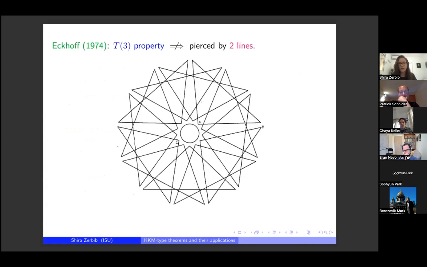So here is an example of Eckhoff with, I think, 13 sets: the triangles that you see here, plus this disk in the middle. And you can check that it has the T3 property. Every 3 sets have some line passing through them, but you cannot pierce everything with 2 lines.